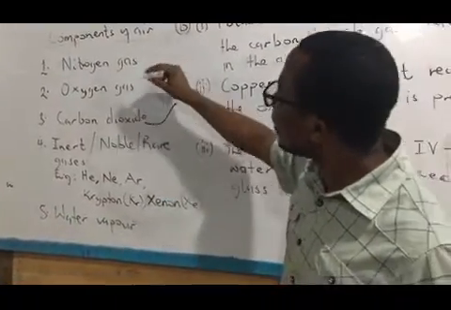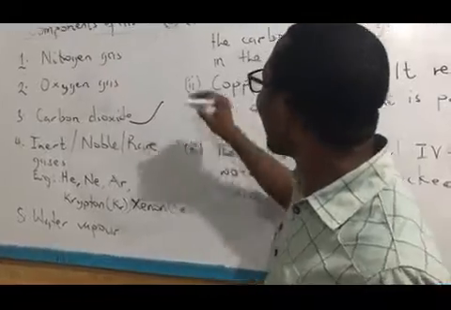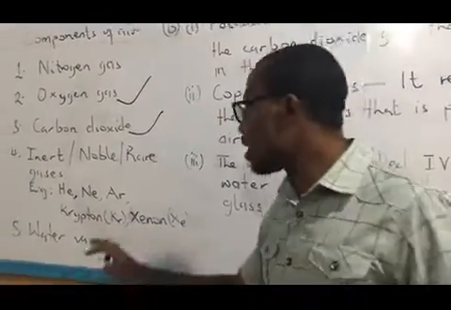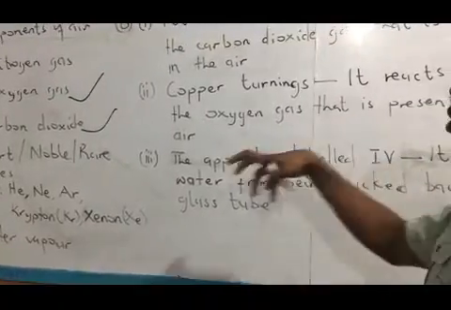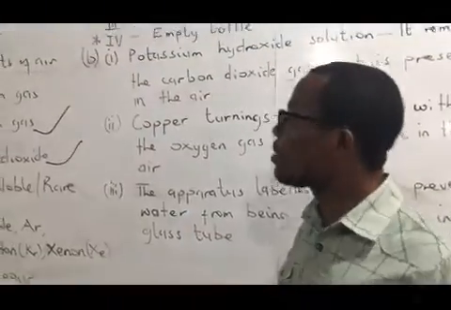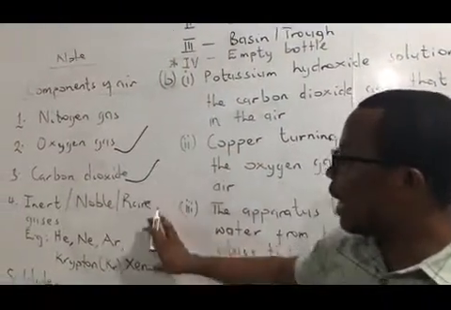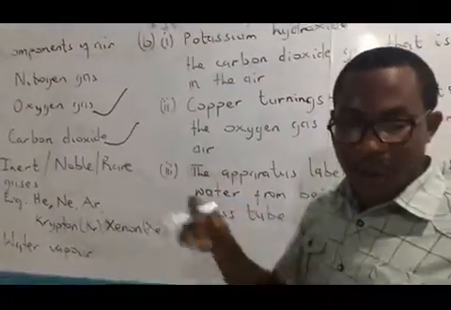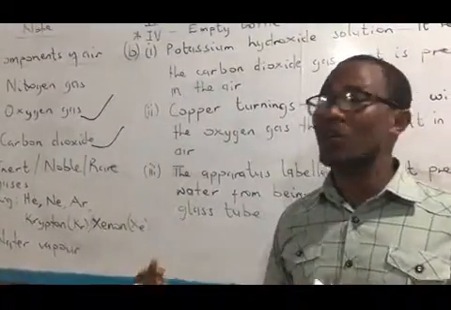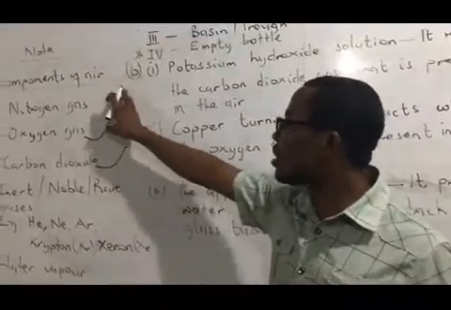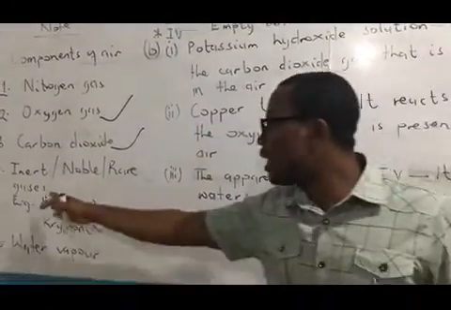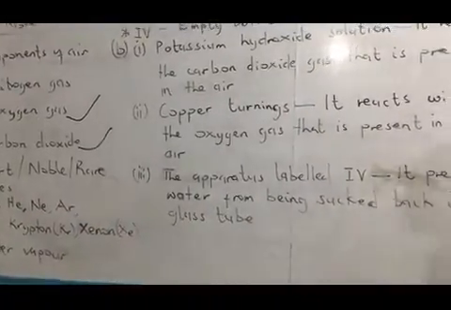You also have copper turnings reacting with the oxygen gas. The water vapor that is formed condenses into water and is collected in the empty bottle. So what it means is that you are left with the nitrogen gas and then the noble gases. So the question is asking: name one gas which is likely to be collected in addition to nitrogen gas. So apart from the nitrogen gas, any of the noble gases can also be collected. So you just have to name one of the noble gases.